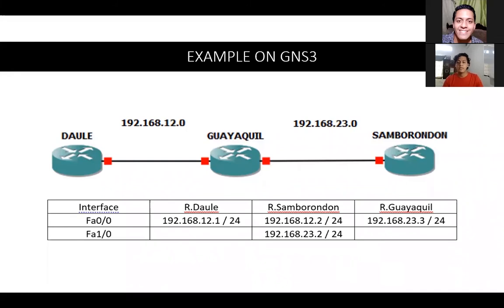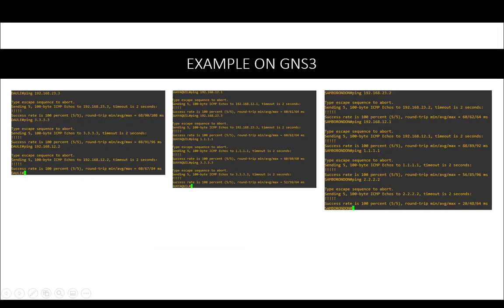Here is an implementation example of the RIP protocol. As we see in the picture, we have just 3 routers: Daule, Guayaquil, and San Borondón. And we also have the routing table. In the first slide, we can see the results obtained after executing the ping command from each one of the routers to the IP addresses and the loopback addresses, verifying the connections in that way.